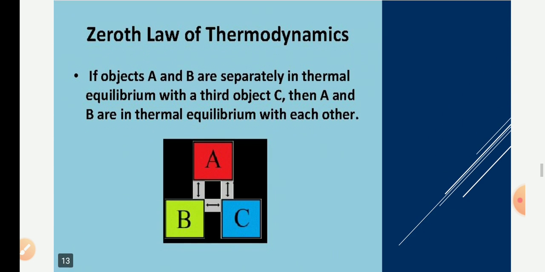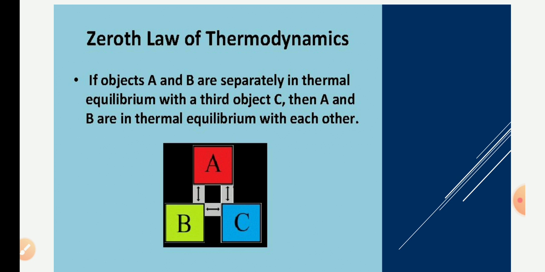Now, the zeroth law of thermodynamics. What is the zeroth law of thermodynamics? From the figure, you observe that we have three systems or objects A, B, C. Objects A and B are separately and independently in thermal equilibrium with the third system C. That means A is in thermal equilibrium with C, and separately B is in thermal equilibrium with C. There is no contact between A and B. But A has the same temperature as C, and B also has the same temperature as C.